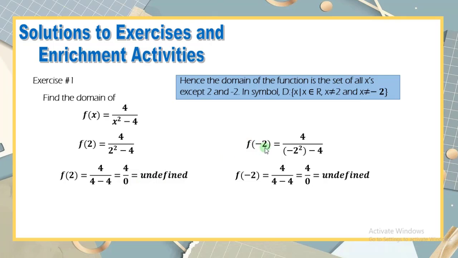So if x is negative 2, f of negative 2 will become 4 divided by negative 2 squared minus 4, equals 4 divided by 4 minus 4, equals 4 divided by 0, which is again undefined. That is why for our domain, we have our exemption.